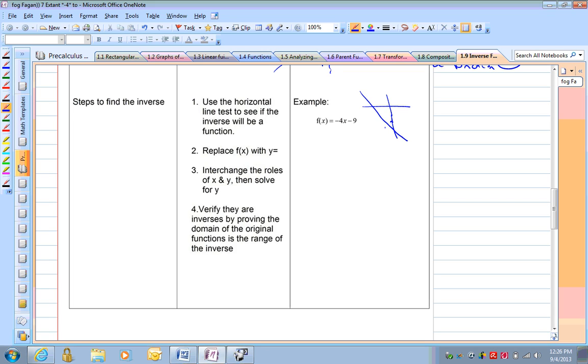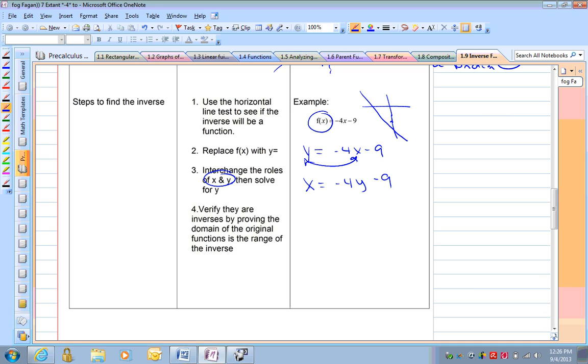To be able to write the inverse algebraically, we're going to replace f of x with y. So y equals -4x minus 9. And then we're going to interchange the roles of x and y. So we're going to switch x and y. This is going to be x equals -4y minus 9. And then we're going to solve it for y.